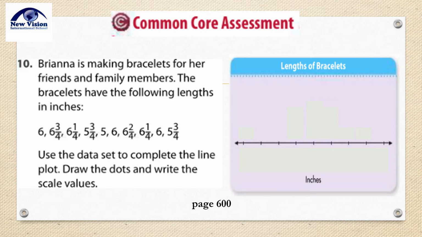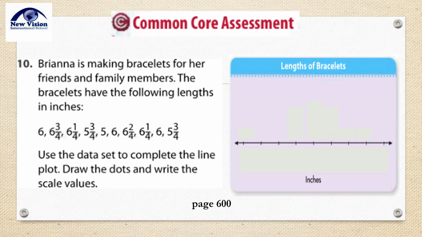Common Core Assessment. Problem number 10. Brianna is making bracelets for her friends and family members. The bracelets have the following lengths in inches: 6, 6 and 3/4, 6 and 1/4, 5 and 3/4, 5, 6, 6 and 2/4, 6 and 1/4, 6, and 5 and 3/4. Use the dataset to complete the line plot. Draw the dots and write the scale values.